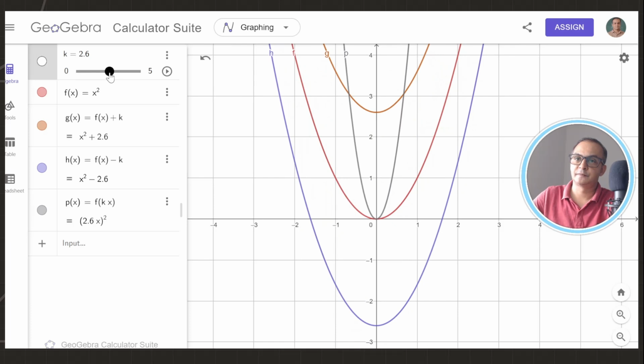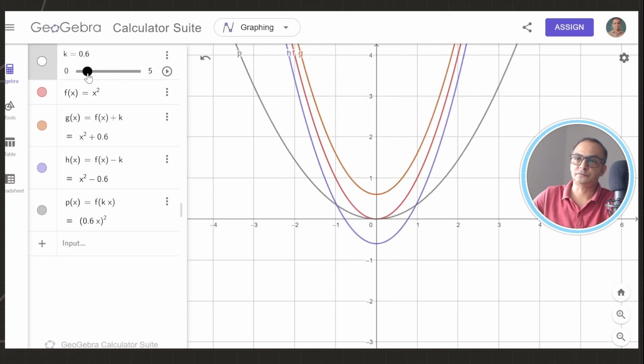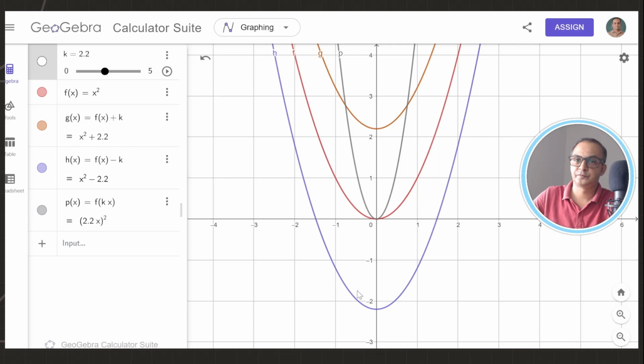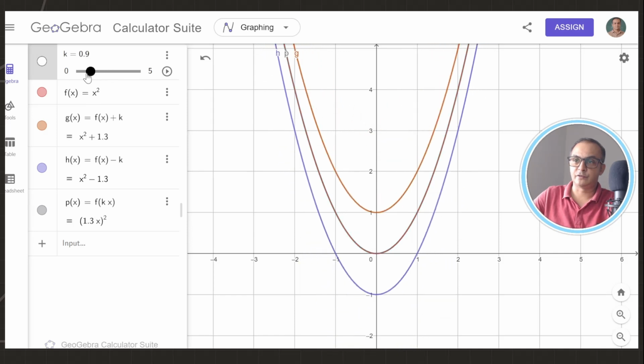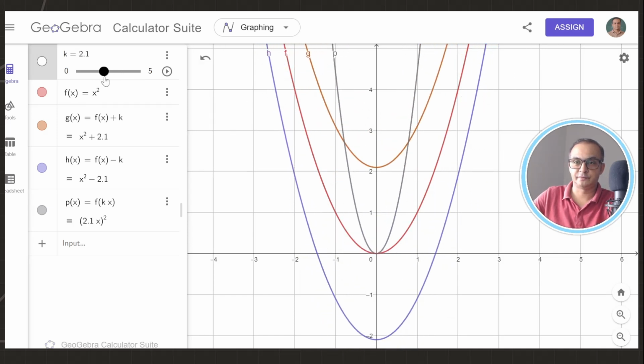So you can see that the blue graph, there is f(x) minus k. It means the graph should shift k unit. The orange graph is a graph shifted 2.2 unit, but this gray graph is giving you 2.2x, means the dilation is happening there. So you can see what is the effect of k on it.